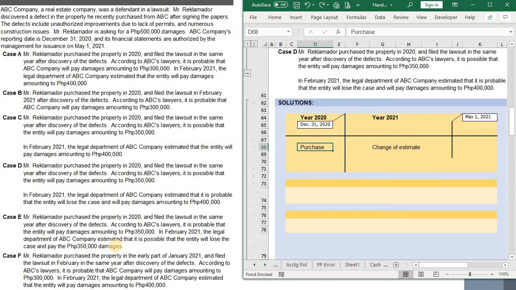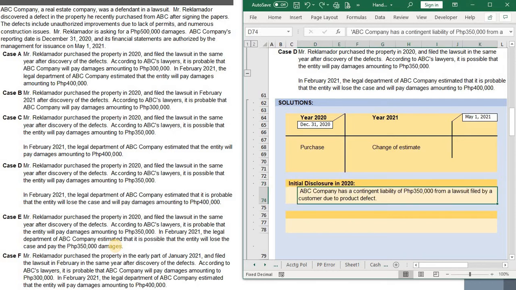So before we prepare the adjusting journal entry, let us prepare the initial entry made in 2020. So the initial treatment by the entity is just a disclosure in 2020. So that will be a contingent liability for 350,000 pesos. Again, why is it a contingent liability that will only require a disclosure, not a journal entry? Because the likelihood is possible. So according to ABC's lawyers, it is possible that the entity will pay damages amounting to 350,000 pesos. So it means that these transactions will only require disclosure.